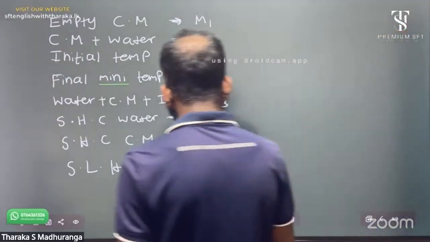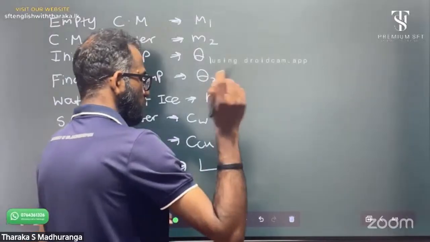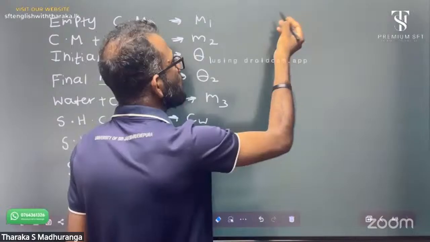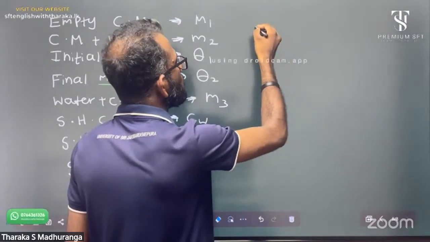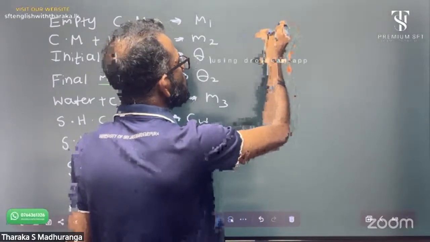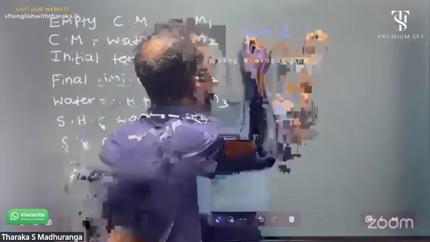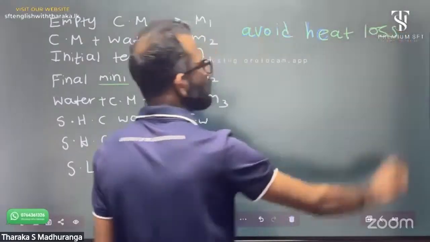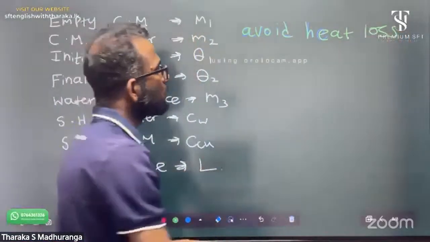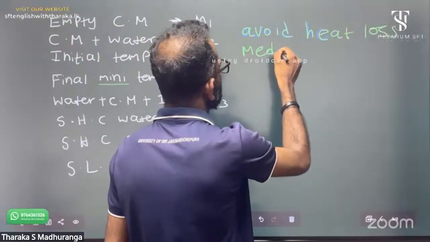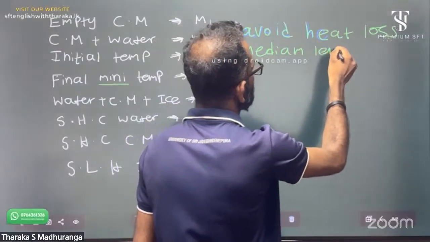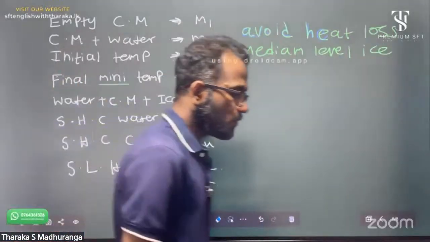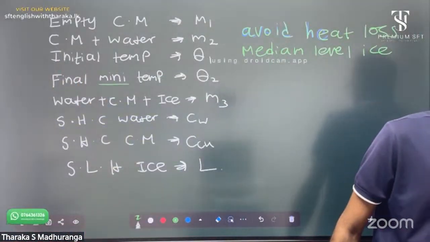we have to use medium level ice. These are the points you have to remember. Avoid heat loss. You must remember this. And what else? We have to add medium level ice. Why? Because it was asked in the exam: what's the purpose of adding medium level ice cubes?